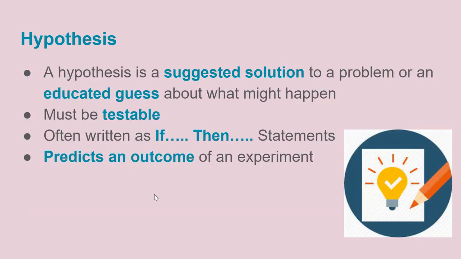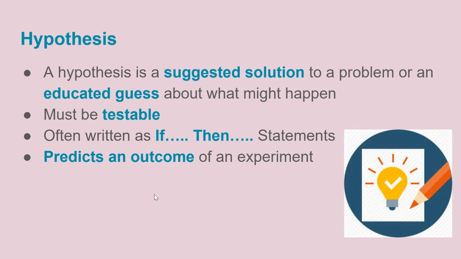When you make a hypothesis, you are suggesting a solution or an educated guess about what might happen if you do an experiment. Your hypothesis must be something that you can test, or basically something that you can conduct an experiment with. They're usually written in an if-then statement. So if you water plants with soda, then they will not grow as well as if you water them with water. They predict an outcome of an experiment.